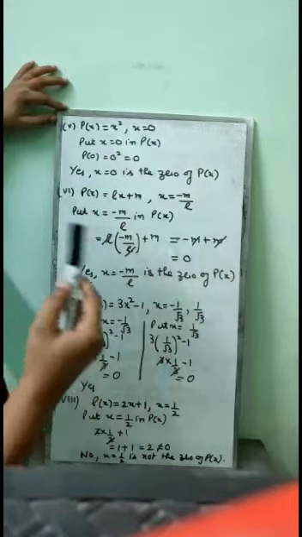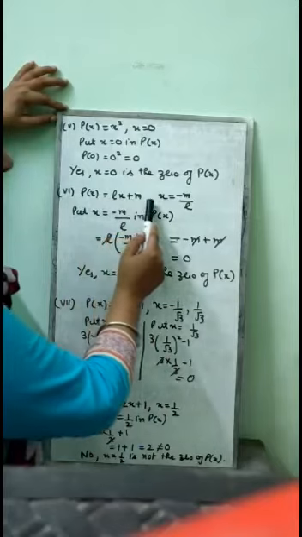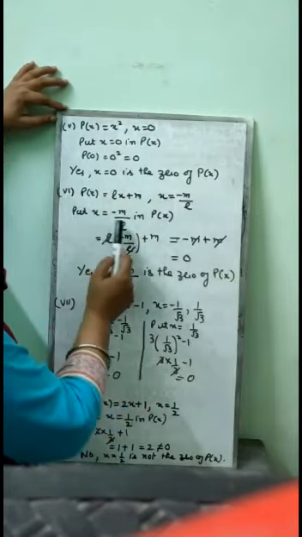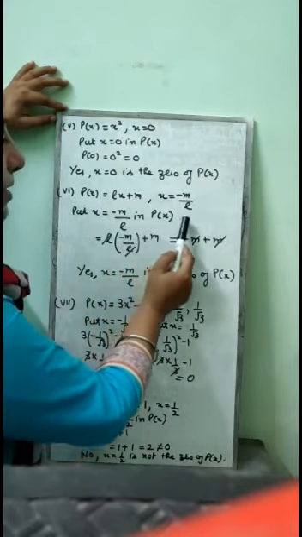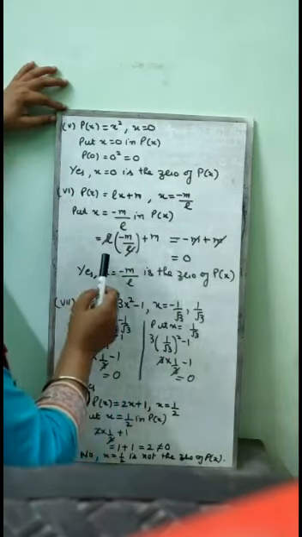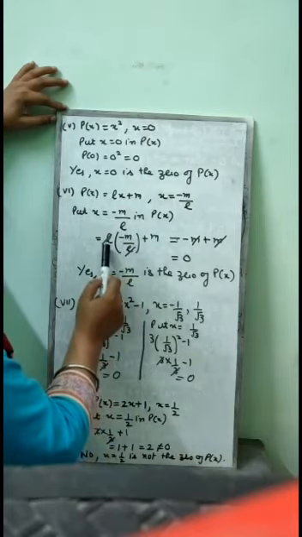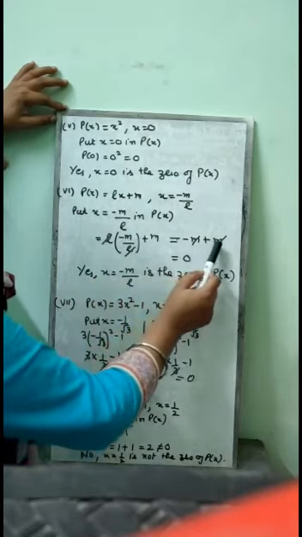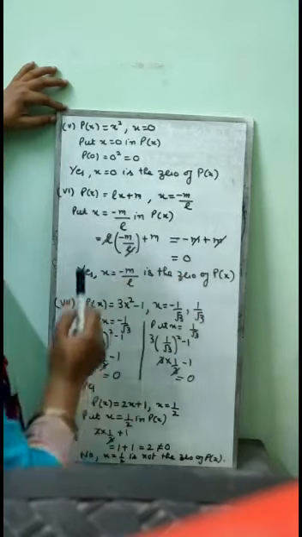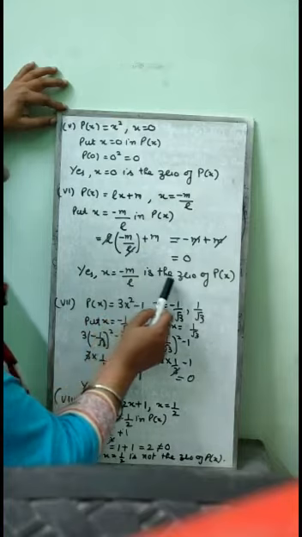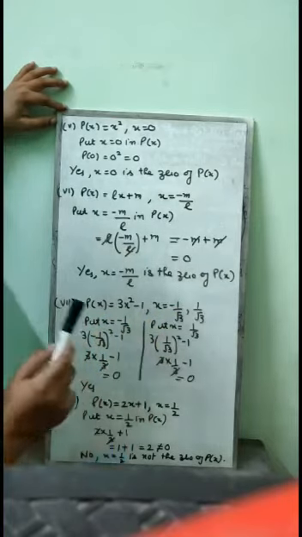Clear? In the sixth part, P(x) is Lx plus m. Value of x is minus m by L. We will put x is equal to minus m by L in P(x). What will be the answer? L into minus m by L plus m. L and L are cancelled. Minus m plus m will be cancelled. Answer will be 0. So we will write yes, x is equal to minus m by L is the 0 of P(x). Is it clear?